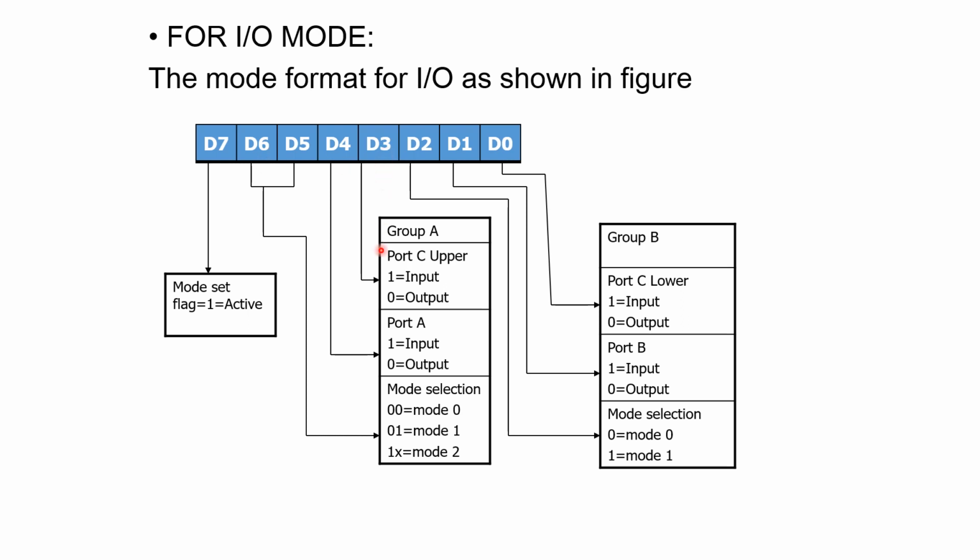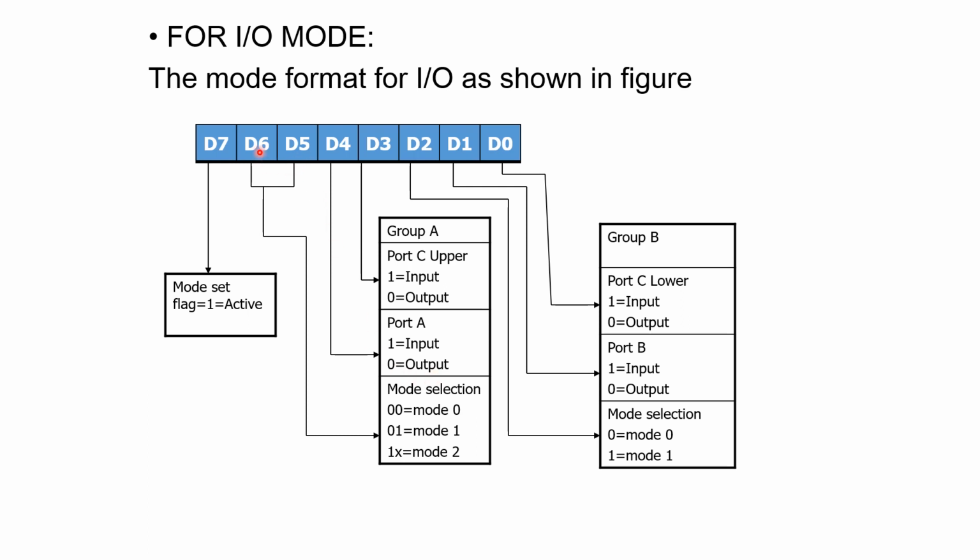D3, if it is 1, it is for port C upper part. If it is 1, it will act as an input port, 0 if it is an output port. D4 is for port A. If it is 1, port A is an input port. If it is 0, port A will be an output port.